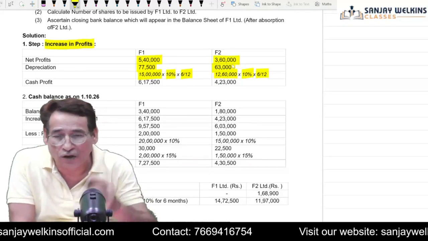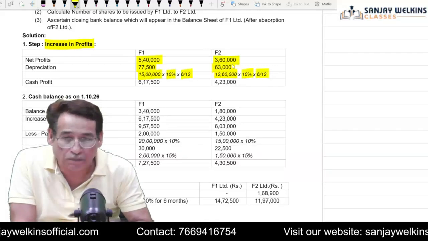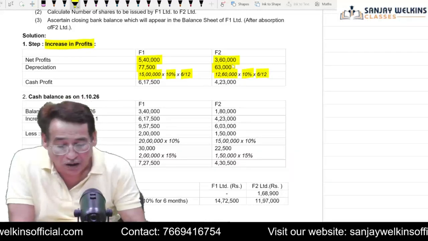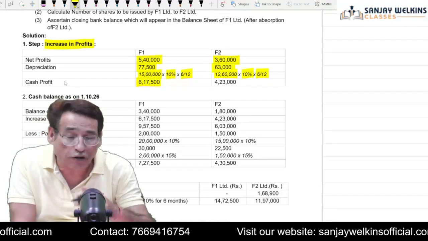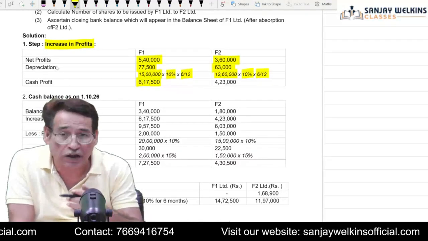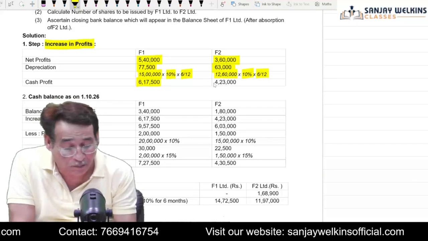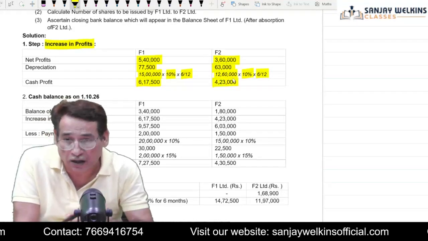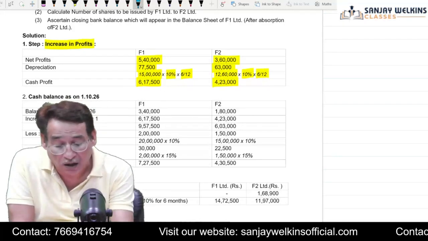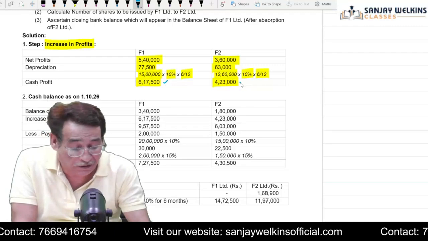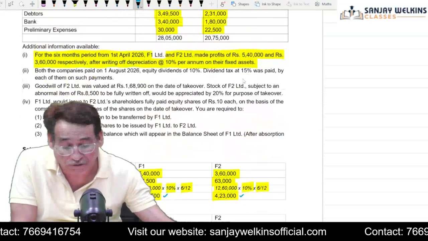As you know, you have done your cash flow statement so many times. Depreciation is a non-cash item. So in order to know actually our cash profit, how much profit we earn, because this profit is given after depreciation, I need to add back depreciation to find out my actual profit. So during the 6 months, both these entities earned a profit of 6,17,500 and 4,23,500.